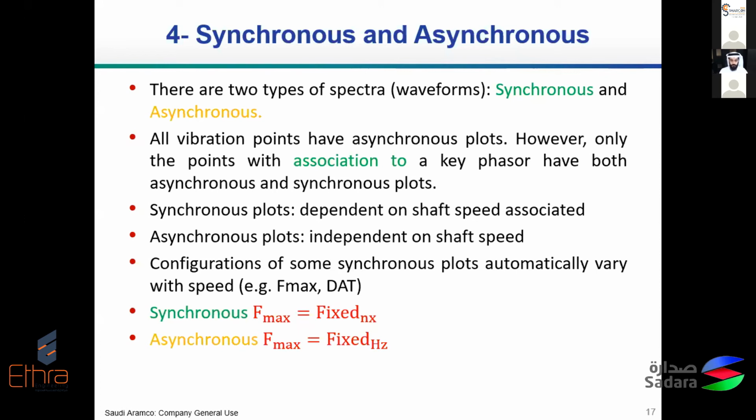This is opposite to asynchronous. Asynchronous spectrum or asynchronous waveform is independent of the speed. So you are going to have fixed frequency spectrum. We are going to have fixed span. Every time you start up the machine or shut it down, you increase the speed or you reduce it. For diagnostic purposes, I encourage the people who are involved in vibration analysis to use both of these types of waveforms in order to have the complete picture.